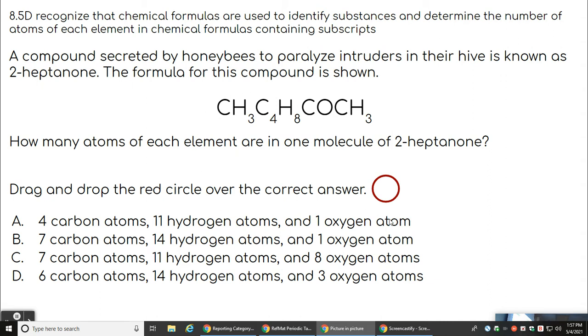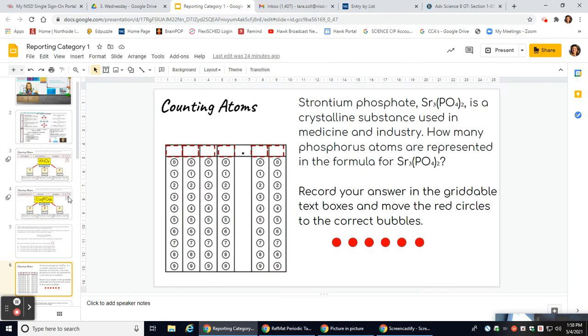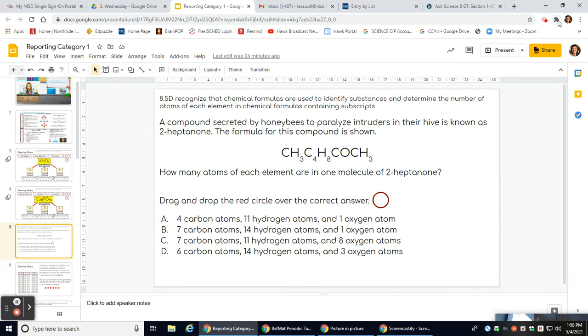Okay, so let's look at this STAAR test question. It says a compound secreted by honeybees to paralyze intruders in their hive is known as 2-heptanone. The formula for this compound is shown. How many atoms of each element are in one molecule of 2-heptanone? So here is 2-heptanone. One molecule is just one that you're looking at because there's no coefficient here. So pretty much we're just counting atoms. So I'm going to minimize and grab my web paint for this question, and I will walk you through with counting atoms.